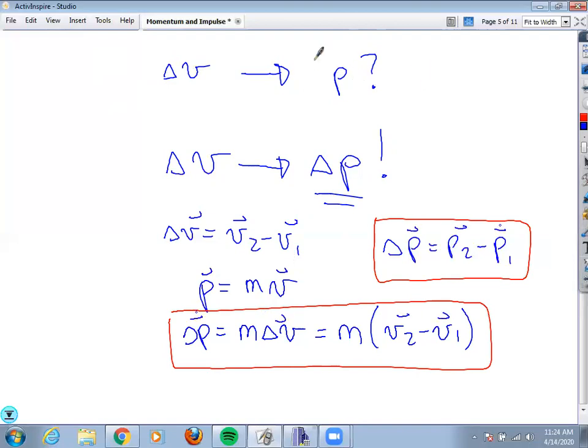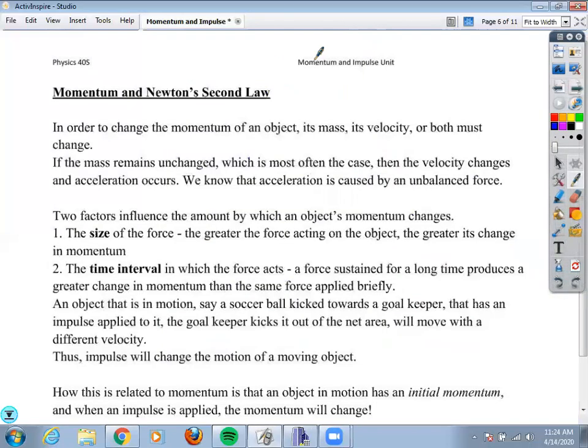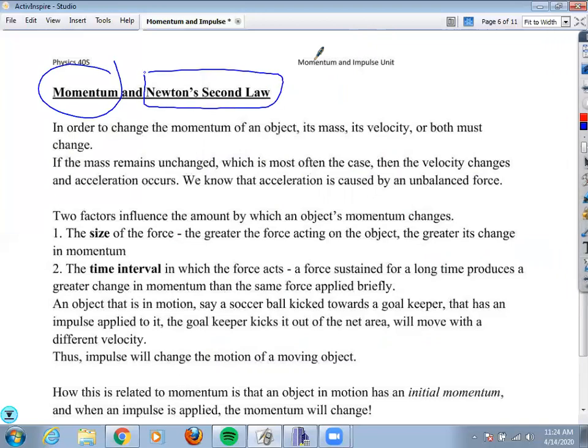Okay, so we'll move on. So momentum and Newton's second law. Newton's second law, of course, F net equals ma.